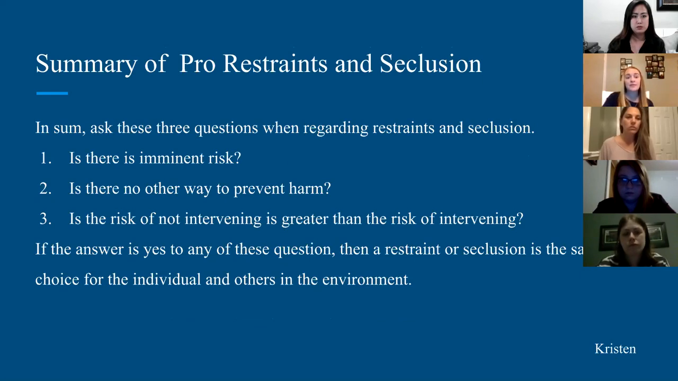And I'll leave you with these 3 questions to ask regarding restraint and seclusion. Is there imminent risk? Is there no other way to prevent harm? Is the risk of not intervening greater than the risk of intervening? If the answer is yes to any of these questions, then a restraint or seclusion is the safer choice for the individual and others in the environment.